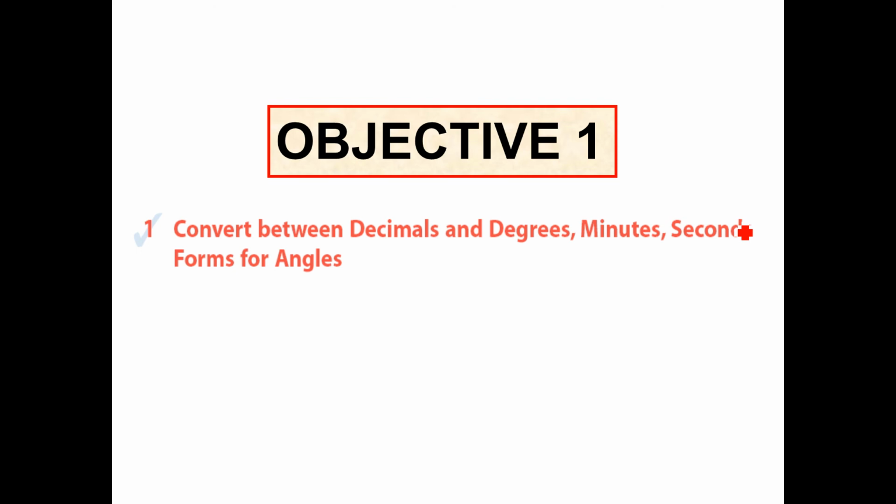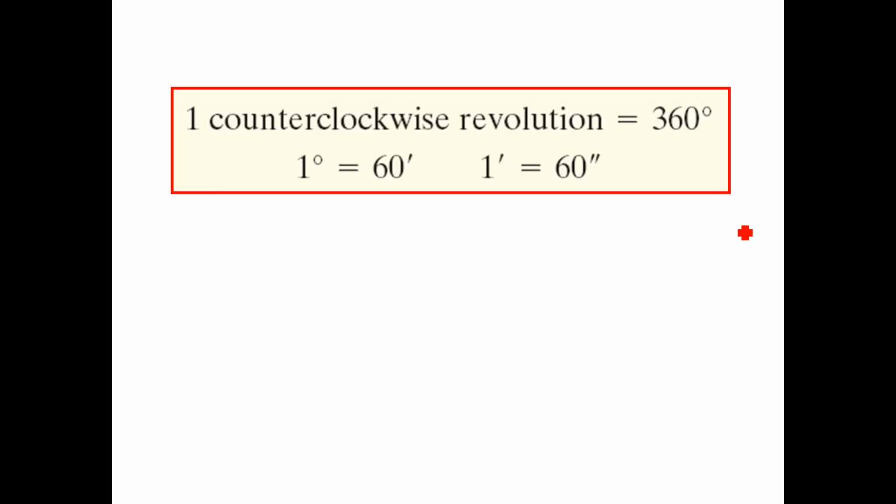All right, let's convert between decimals and degrees, minutes, seconds. These are some different forms for our angles. Let's start over. A full circle can be broken up into 360 degrees. But each of those degrees can be split up even further. So a degree can be split up into 60 minutes, and a minute can be broken up even further into 60 seconds. So you'll see the double tick mark is seconds and the single tick mark is minutes.